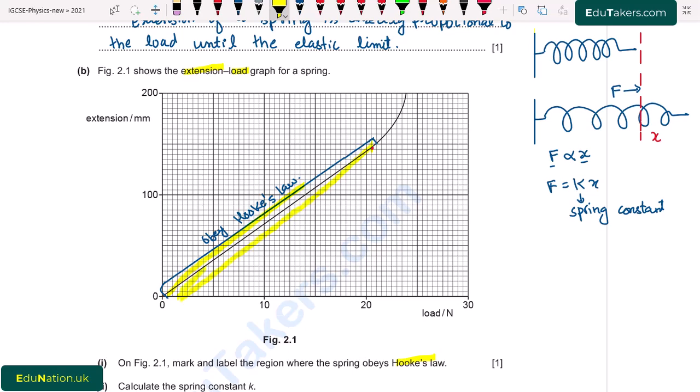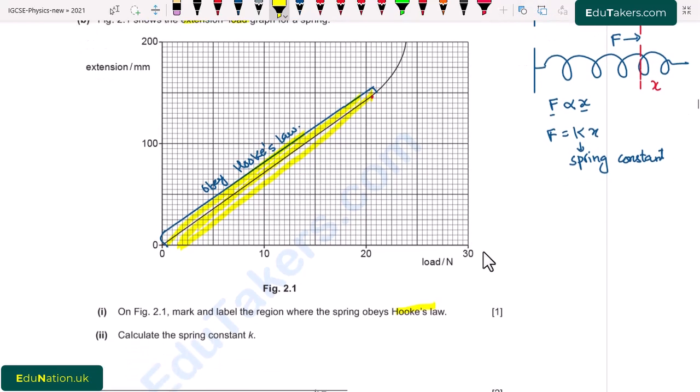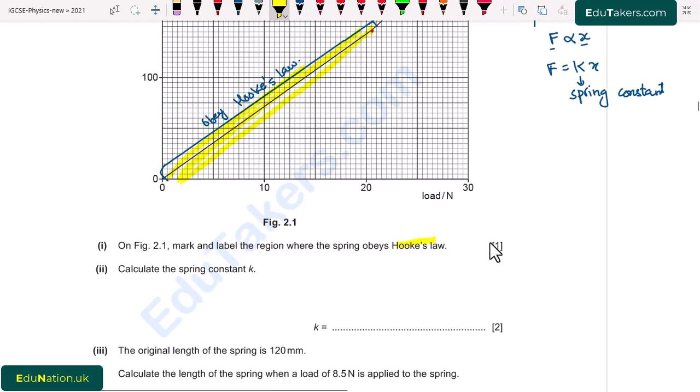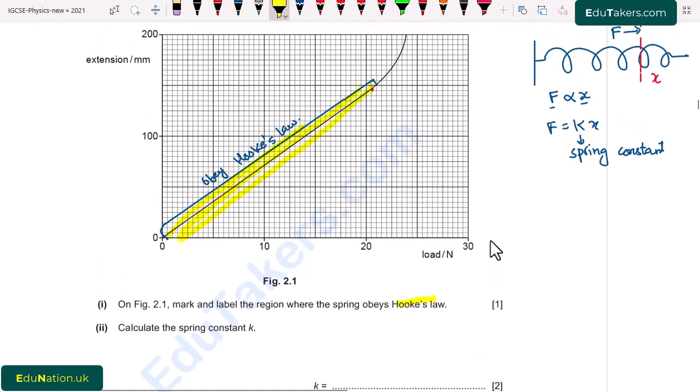So this region is basically Hooke's law, which is a straight line. Part 2. Calculate the spring constant K. So here we have to calculate the spring constant. I take any point on the x-axis. It means that I take any point of load and calculate its corresponding extension, and then by using this formula I can calculate spring constant that is represented by K.